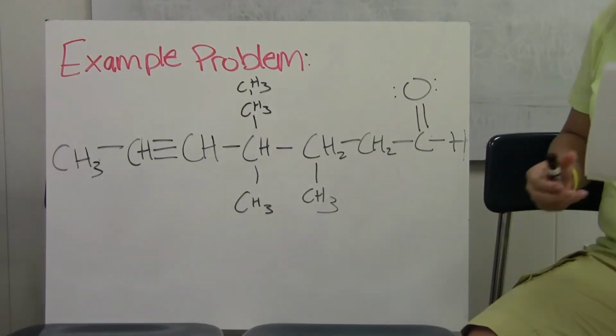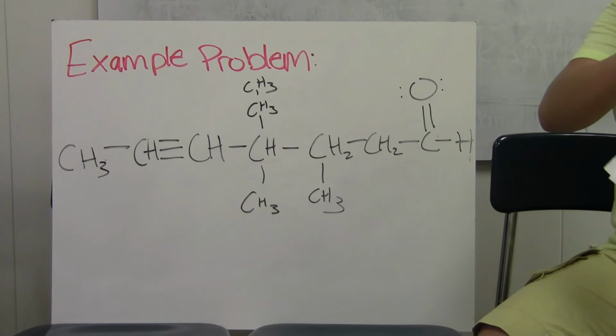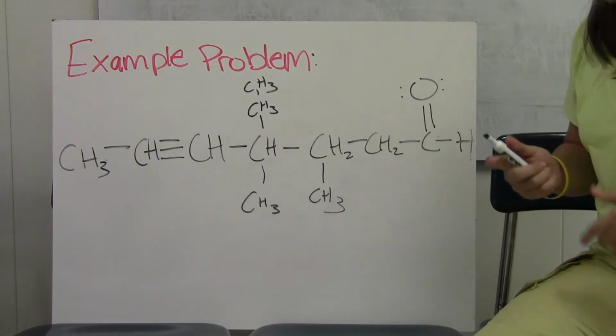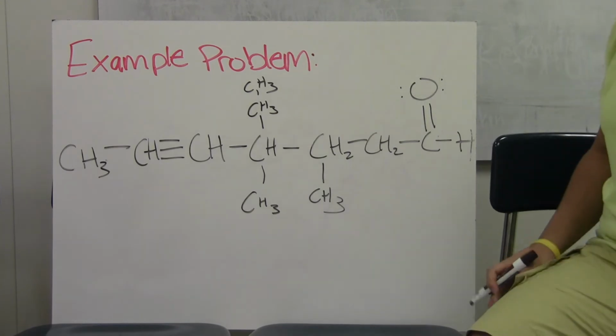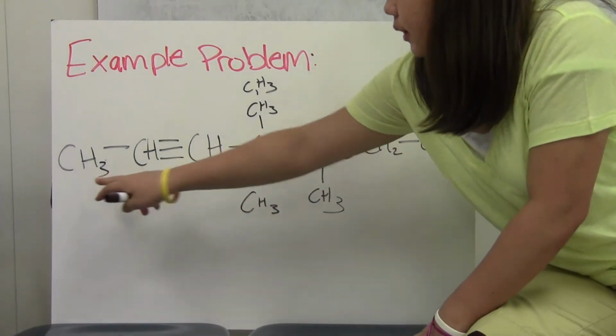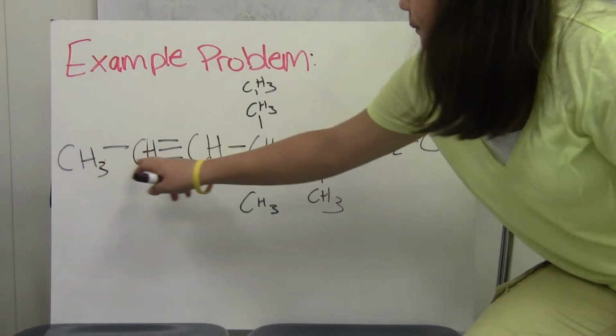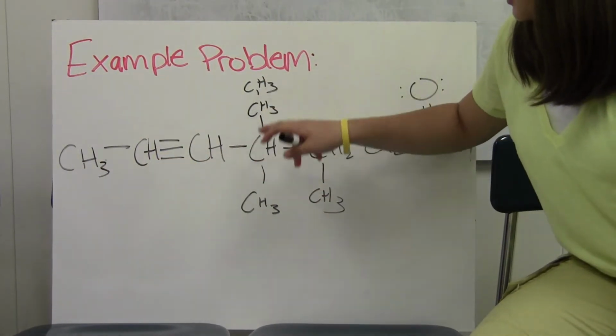And here's just an example problem to help solidify everything that we've gone through. So first, we'll identify the parent chain. So we have 1, 2, 3, 4, 5, 6.